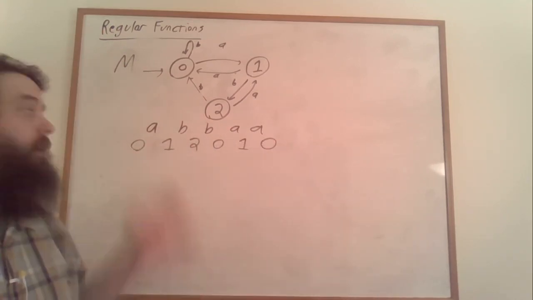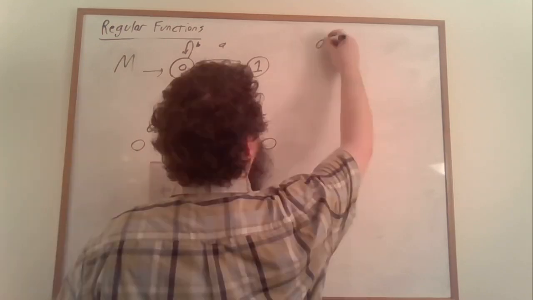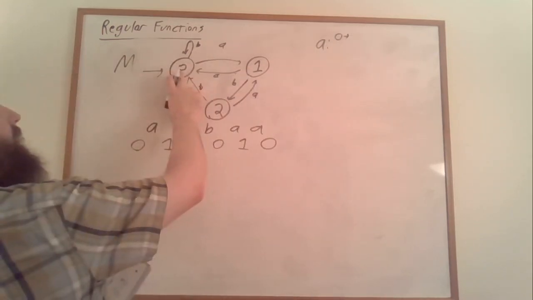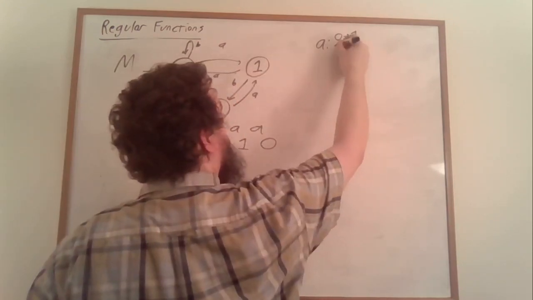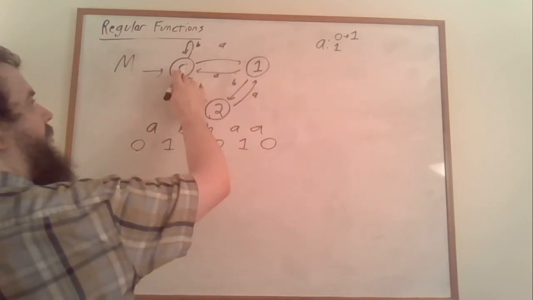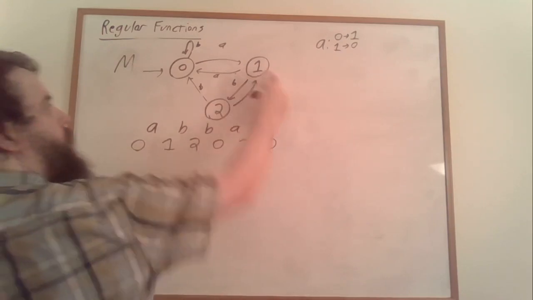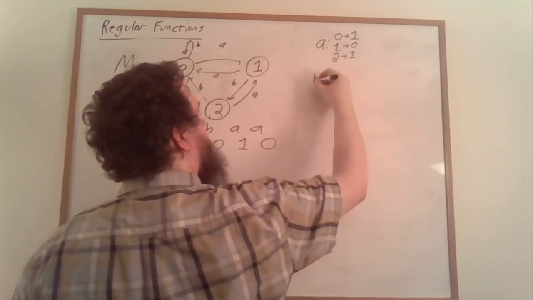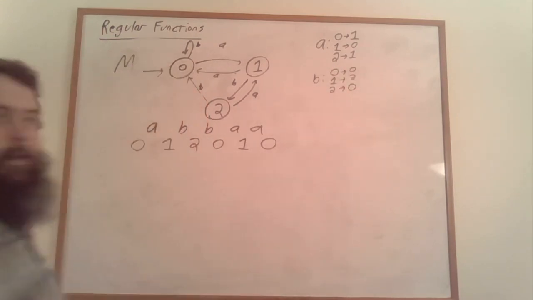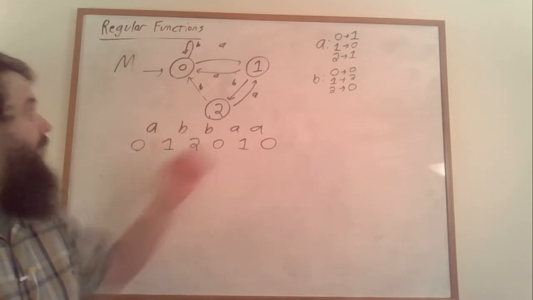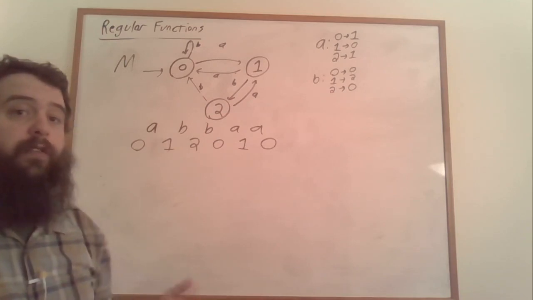We can think of each of these input characters as a function on the set of states. If we are in state 0 and we read an A, we wind up in state 1. If we're in state 1 and we read an A, we wind up in state 0. And if we're in state 2 and we read an A, we wind up in state 1. For B, it's this function here. So we can take this input string and we can turn these A's and B's into these functions using a character-wise lookup table.